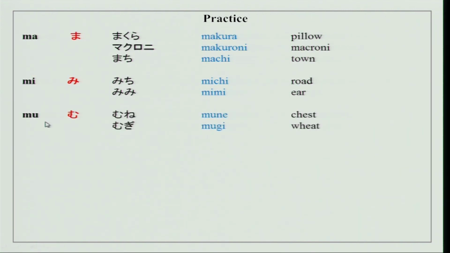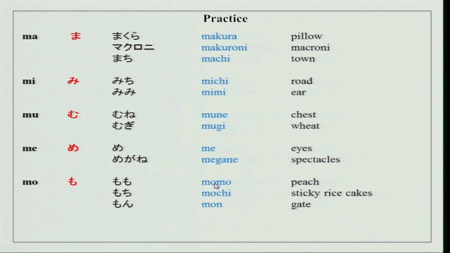Mu, mune means chest, mugi means wheat. Me, me means eyes, megane, spectacles, momo, peach, mochi, sticky rice cakes which are very, very popular in Japan, loved by children. Mon is a gate, any entrance, any gate, main door of a house or a place is called mon.